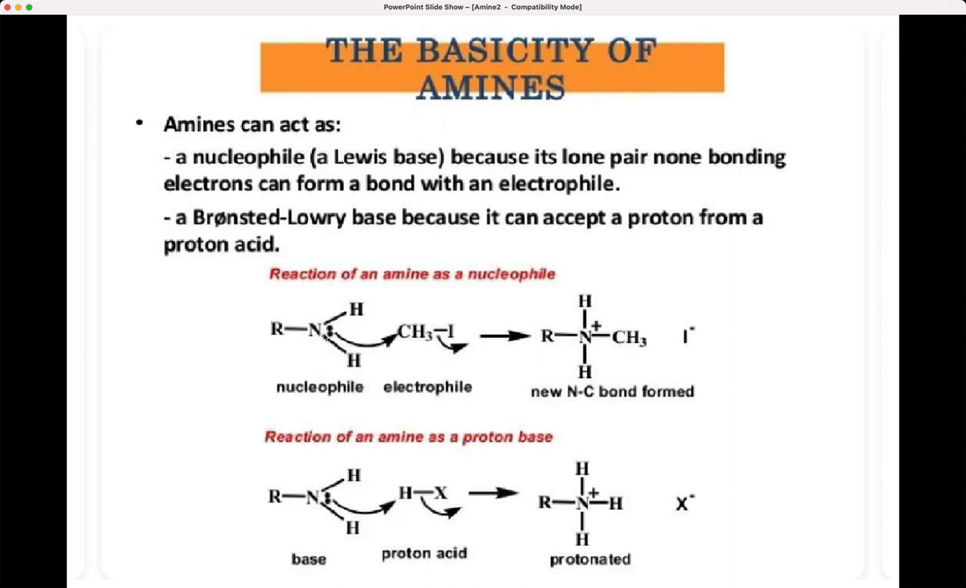It reacts and gets attached, and you can see here N with R, H and H, and the CH3 part will get attached to this nitrogen, and the iodide will go independent. So a new bond is formed. Here also the same case, HX, a proton acid. So X is removed, whereas here all these combine together to form the protonated amine. Okay, hope you understood this basicity concept of amines.